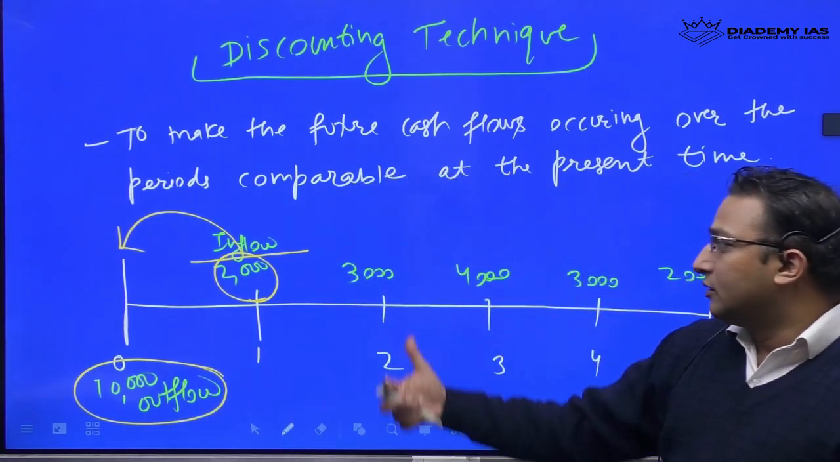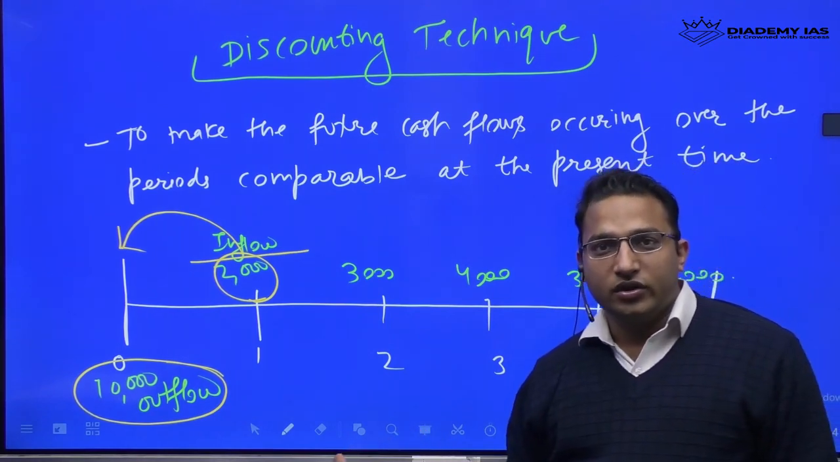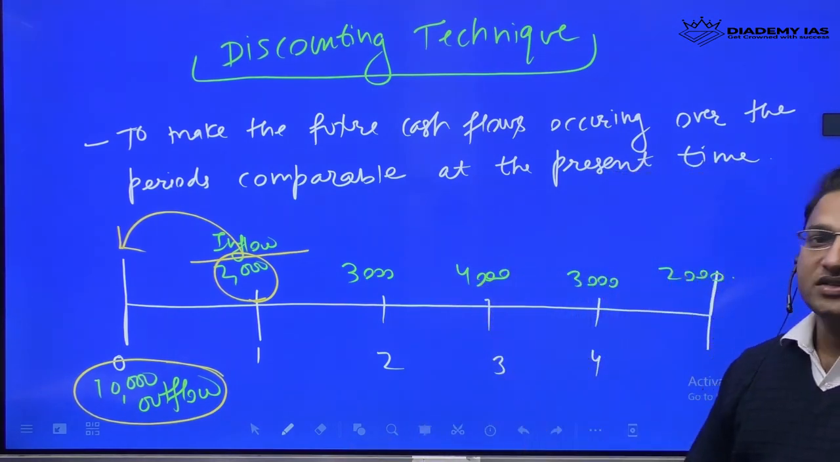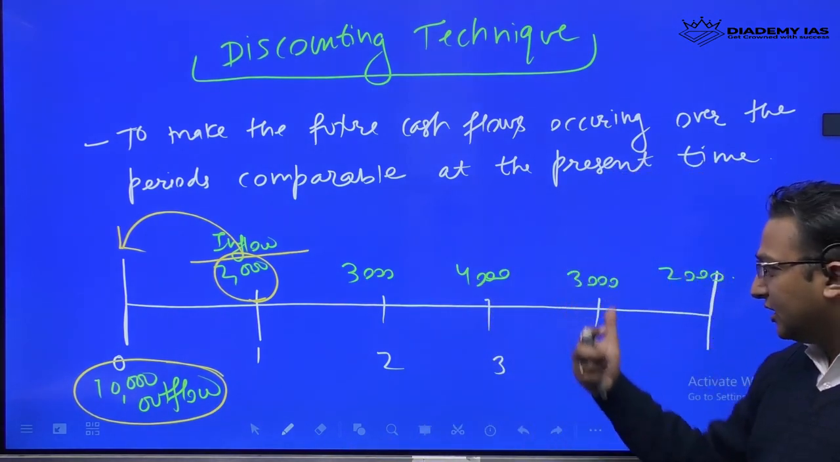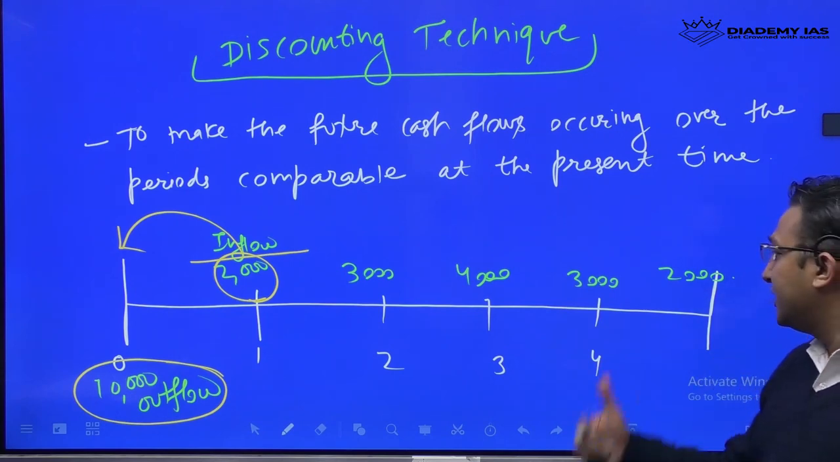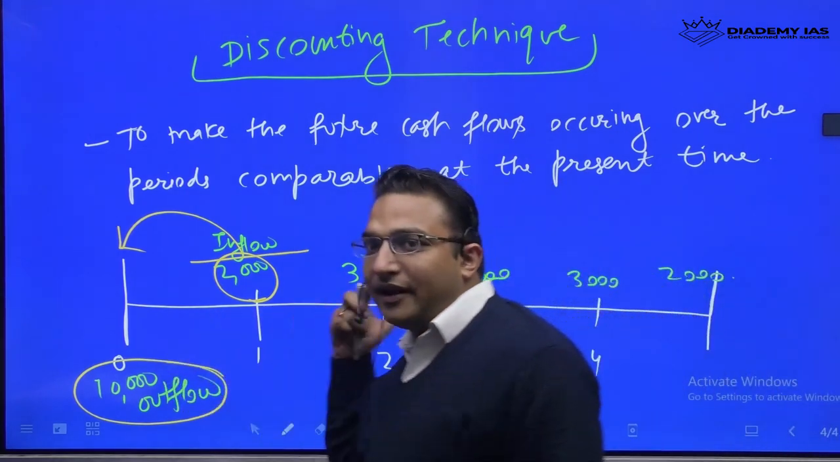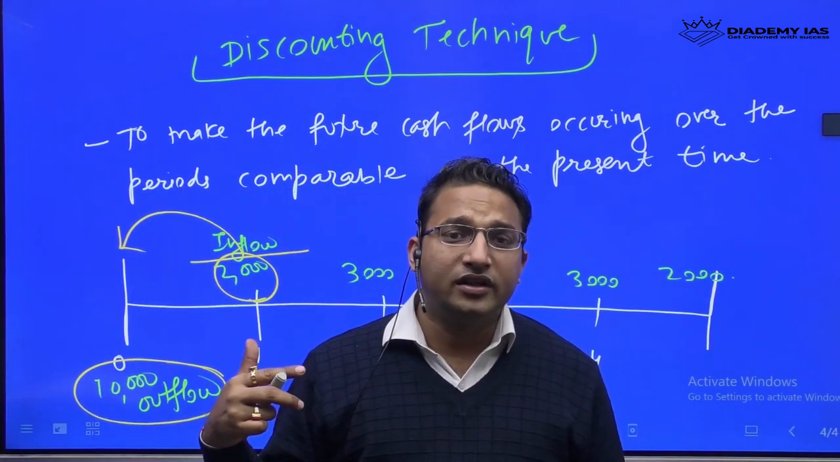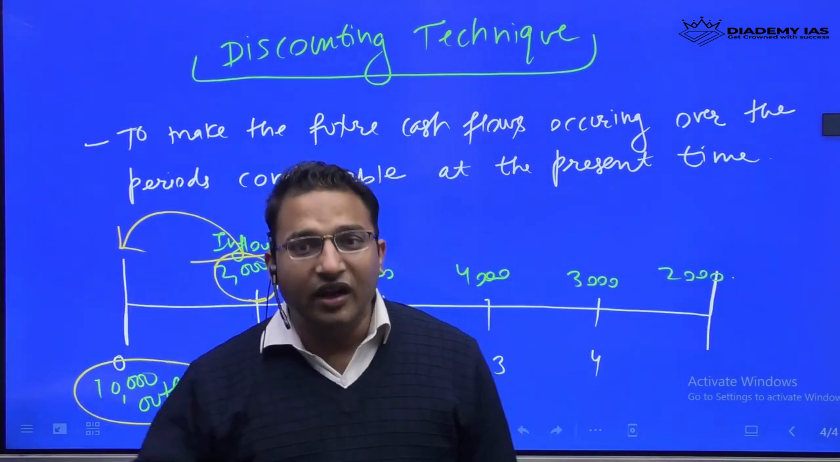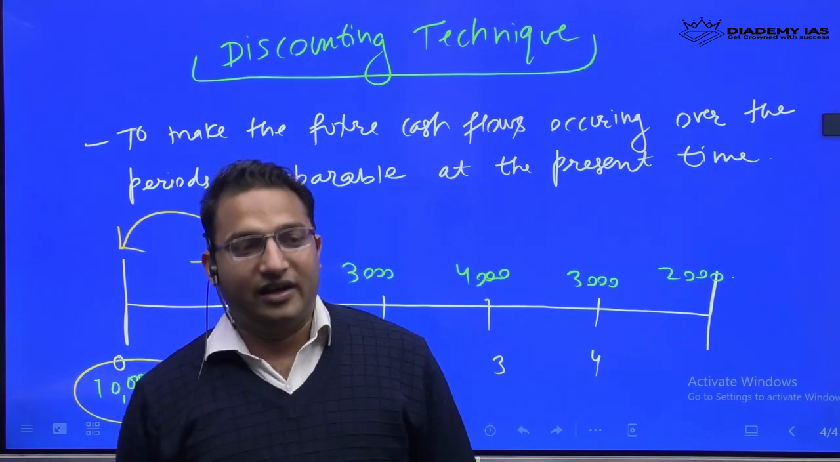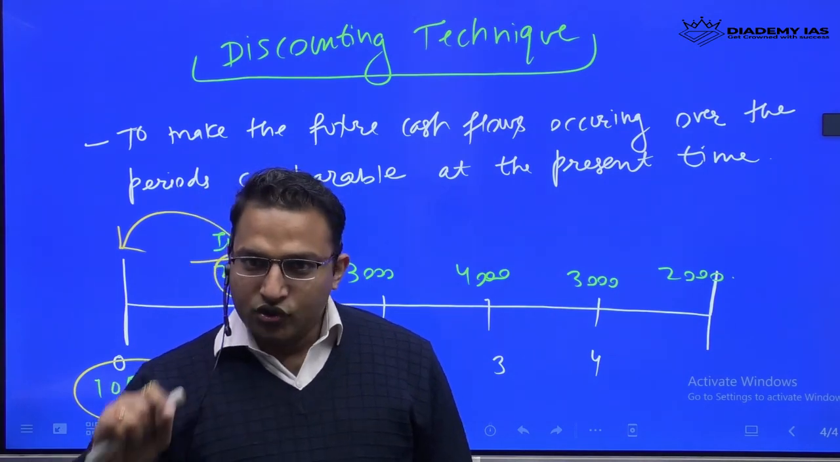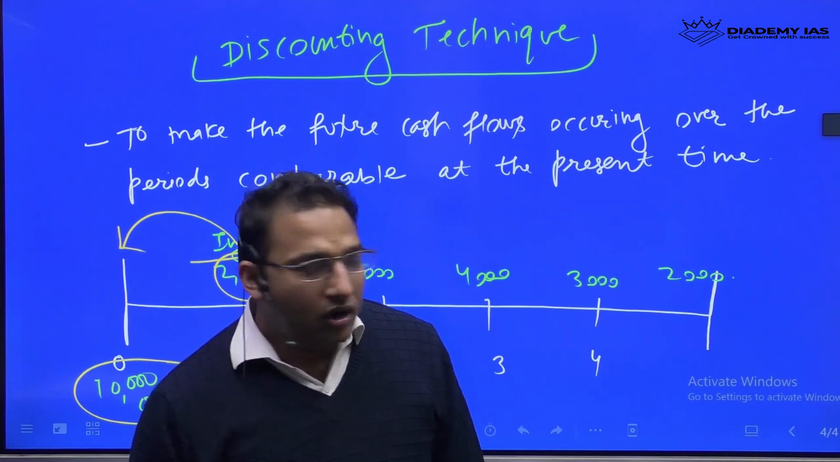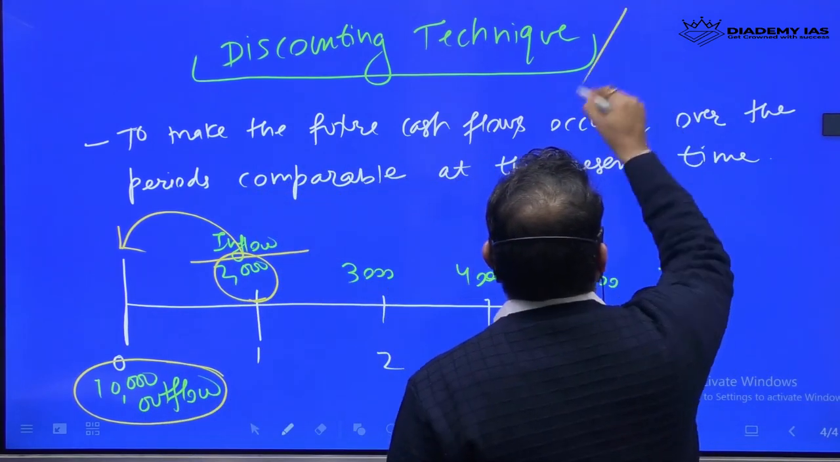Similarly 3,000 rupees which we are going to receive after 2 years, 4,000 rupees which we are going to receive after 3 years, 3,000 rupees which we are going to get after 4 years, like that. So in this manner we have to calculate the present value. And for this present value we have to use the discounting technique. Okay? So this is the discounting technique or present value technique.